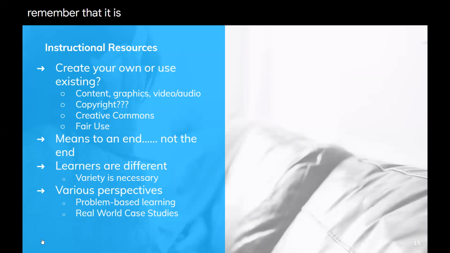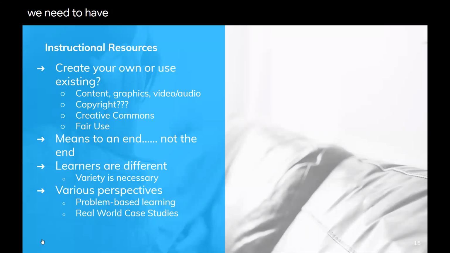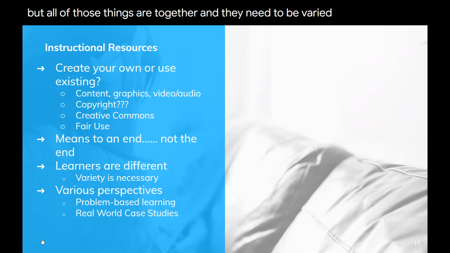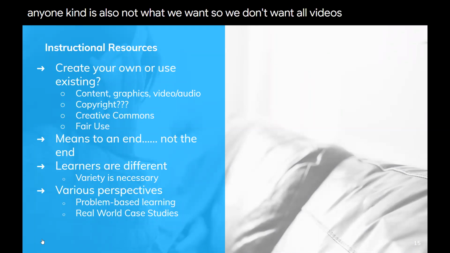Remember that it is a means to an end and not the end. And since learners are very different, as we all are, and very unique, we need to provide content to them in a variety of ways. So we need to have text, and we need to have videos, and we need to have images. But they need to be varied, and not any one kind. So we don't want all videos or all text or all images.